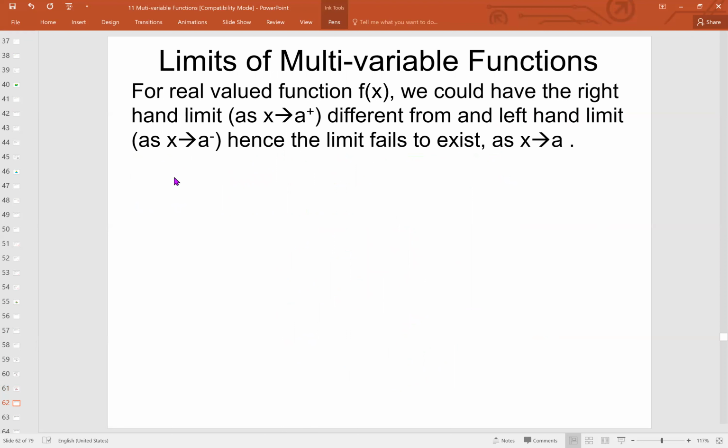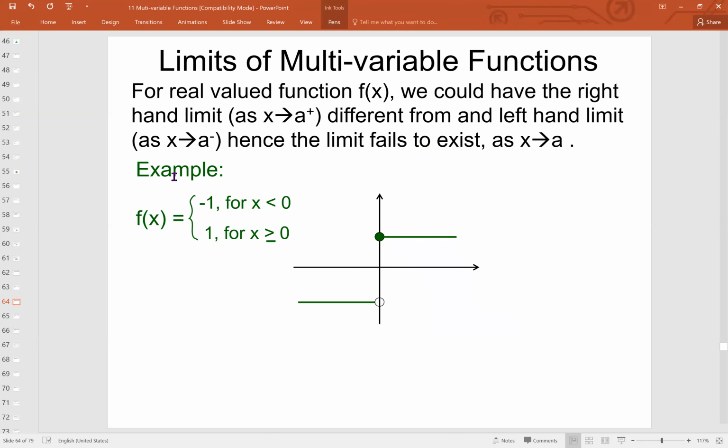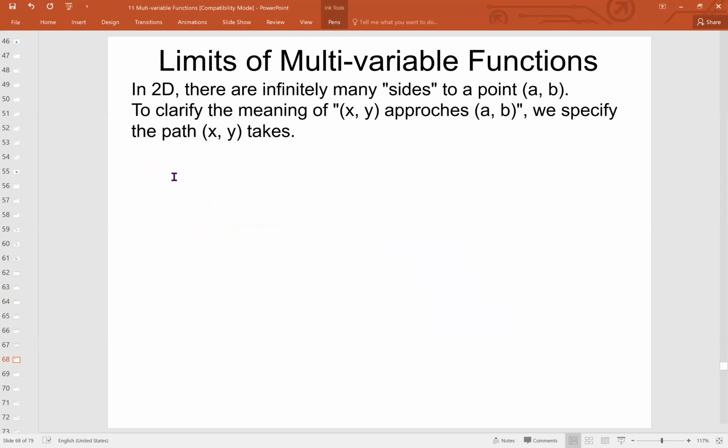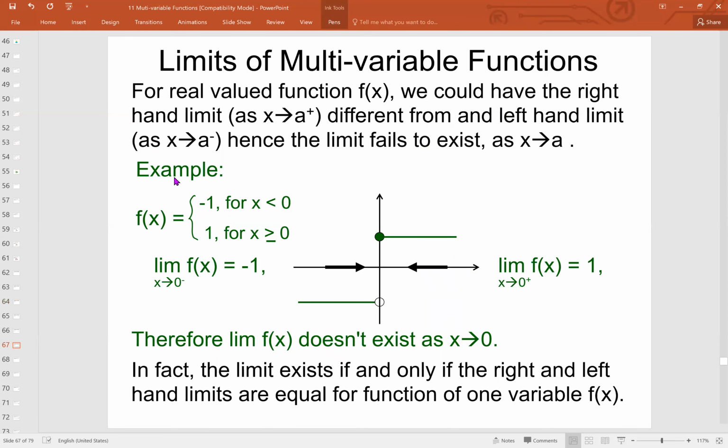Now we talk about limits in multivariable functions. In one variable, a limit exists if the left limit and the right limit coincide, and they equal the function value, so the function actually plugs the hole right there. But in multivariable functions, it's a little bit more complicated because there are more than left and right.